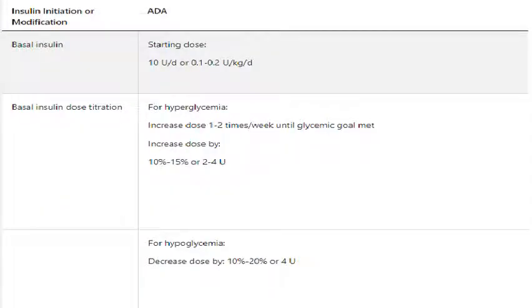And now we will talk about insulin in type 2 diabetes mellitus. First, basal insulin. We have two options: starting dose at 10 international units per day or 0.1 to 0.2 unit per kg per day. And we check, if the patient has hyperglycemia, we increase by 2 units, and if the patient has hypoglycemia, we decrease by 4 units. And the basal insulin covers the fasting and pre-meal RBS.